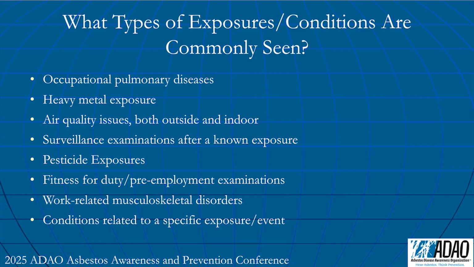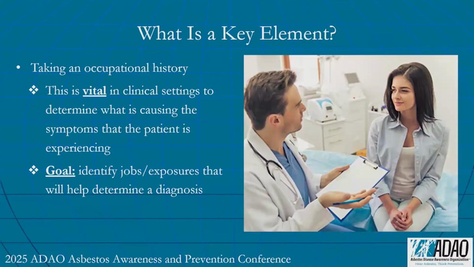So what kinds of exposures and conditions do we see? We see pulmonary diseases, heavy metal, air quality issues. We do surveillance exams for known exposures, pesticide exposure, fitness for duty, work-related musculoskeletal disorders. So it's a whole spectrum of conditions. But what's the key element that binds all of this? It's an occupational history when we're dealing with people who had work-related exposures. It's vital to determine what causes the symptoms people are experiencing. How do we identify the jobs and exposures that will determine a diagnosis?